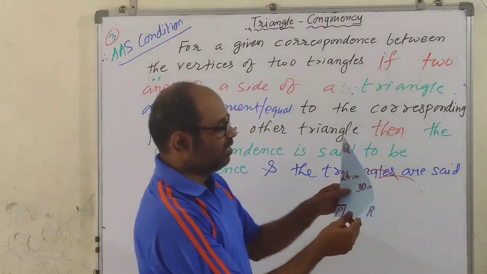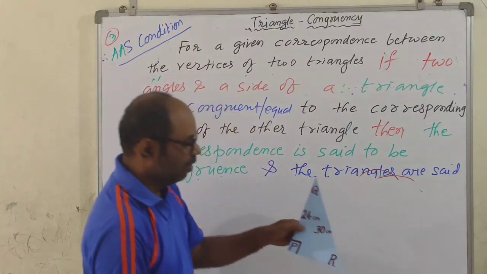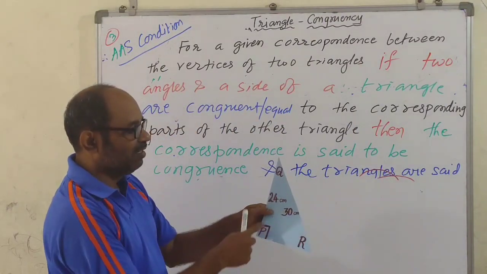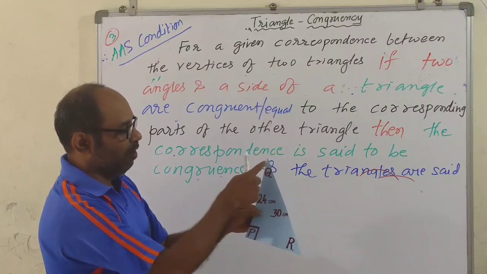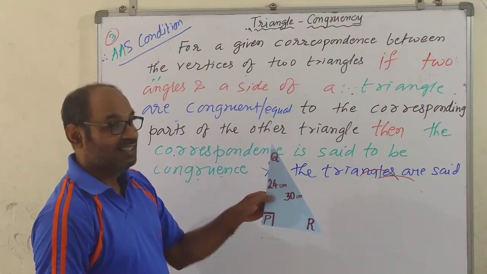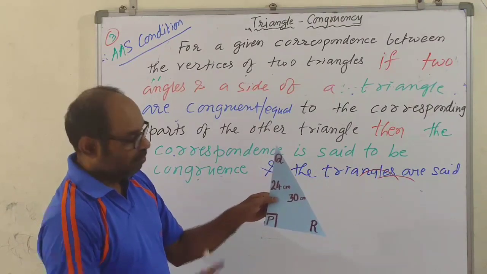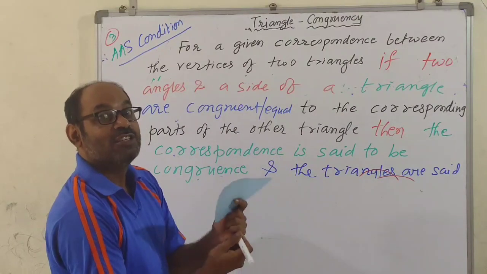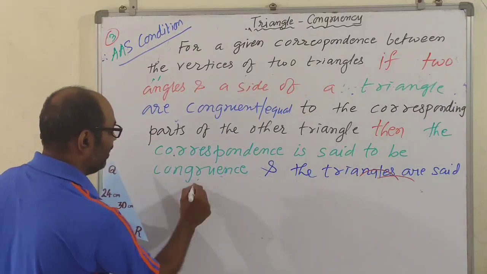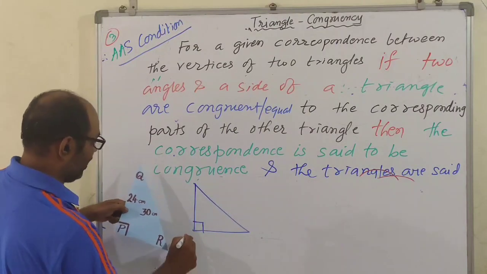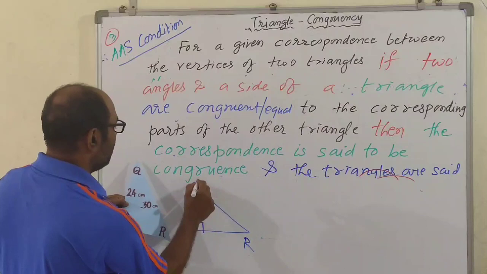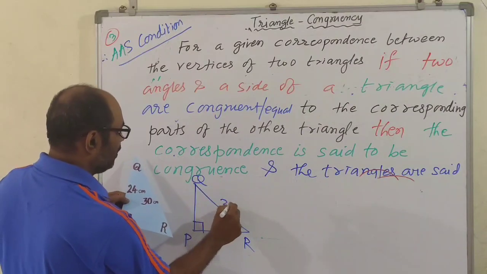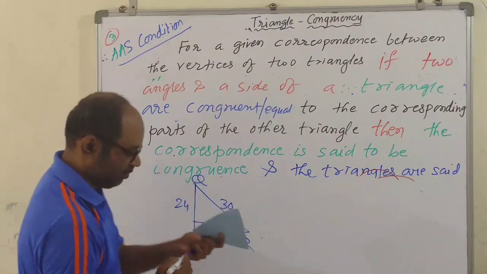Children, here is one triangle. Only two measures are given. This PQ is 24 and QR is 30. But can you see this symbol? That symbol is of a right angle. So this is a right angled triangle, PRQ. This is 30 centimeter and this is 24 centimeter.